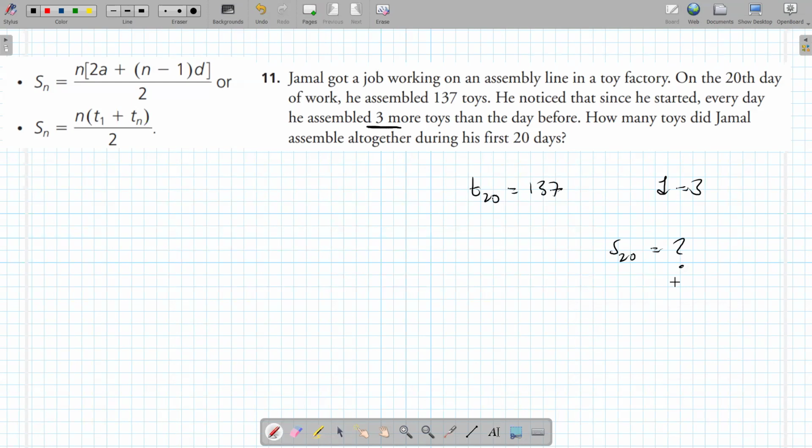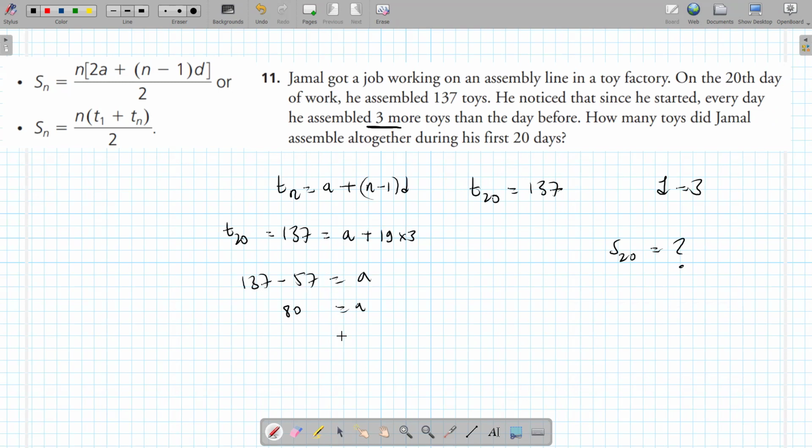So if you look at the formulas, both the top one and the bottom one, they both use the A value, or the first term. We don't have the first term, so we have to find it. Remember, if this is missing, you need to use the sequence formula. Tn is A plus (n minus 1)d. We know T20, that is 137. A is missing, n minus 1 becomes 19, and d is 3. So this way we can find 137 minus 57. That's going to be your A value. That's 80.